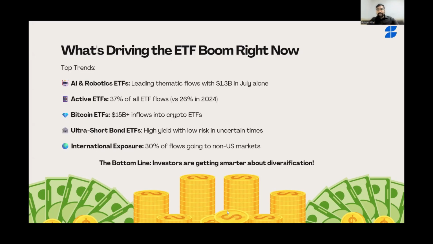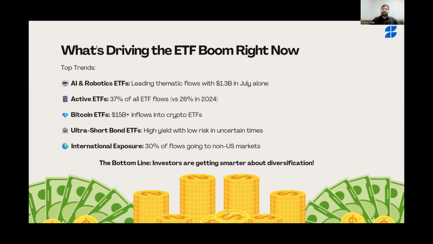Some of the trends that we are seeing this year are on AI and robotics. For example, companies that work around ChatGPT, like Nvidia, supplying chips to them. A lot of ETFs are themed around semiconductors. You have a lot of active ETFs as well. Then the next big craze right now is Bitcoin ETFs. And a hot piece of news on that is that 15 billion in inflows has gone into crypto ETFs this year.